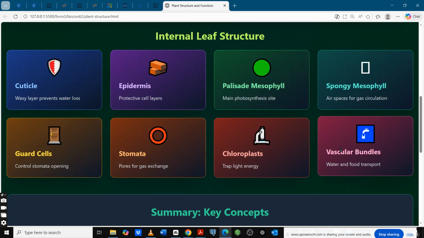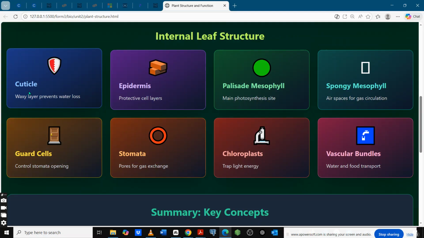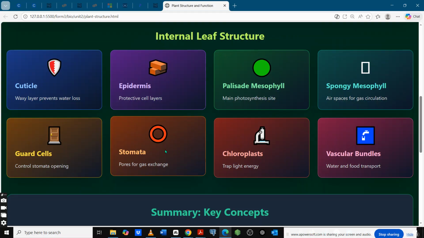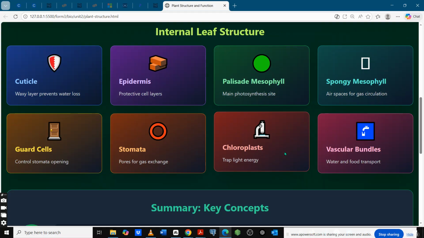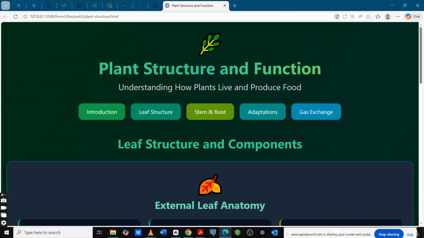So this is just an introduction to a leaf. That's leaf structure. These are the main important aspects of a leaf. You may have the epidermis, which is upper epidermis and lower epidermis. You can have so many functions of cuticle, guard cells, stomata, chloroplast. But actually, what is key is what we are trying to cover here.